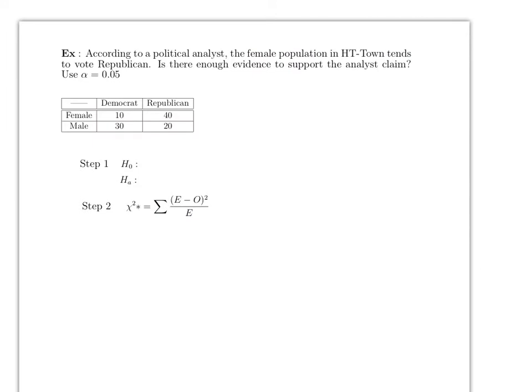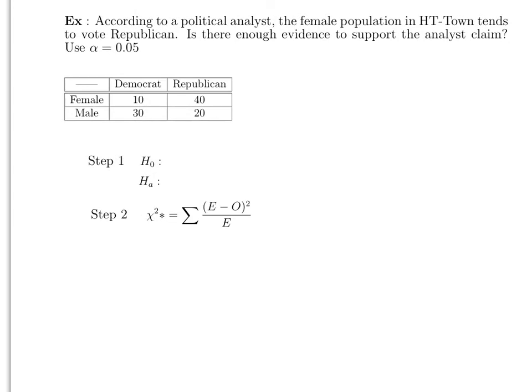Okay, let's do an example. The question says this: according to a political analyst, the female population in HT town tends to vote Republican. So pretty much the person is claiming that being Republican implies that you're going to be female, or the other way around. So therefore the person is implying that the row and the column variables are dependent. Now, regardless of what it says, you're always going to do this for step one.